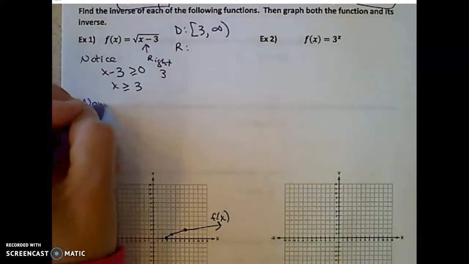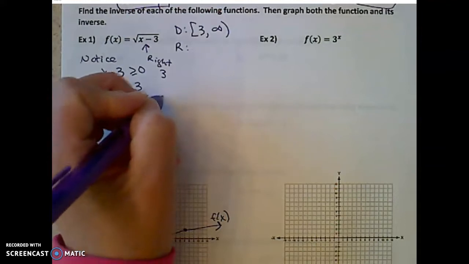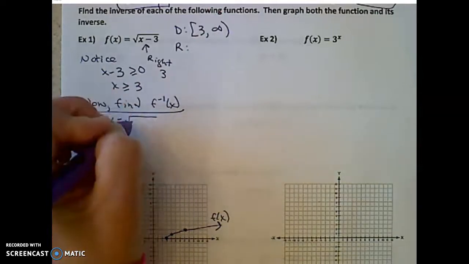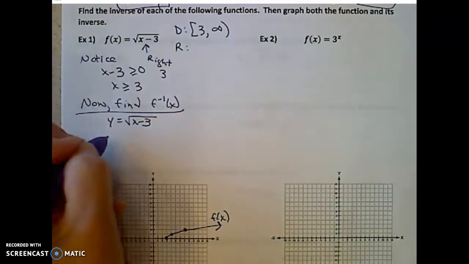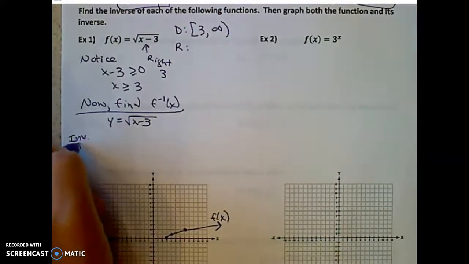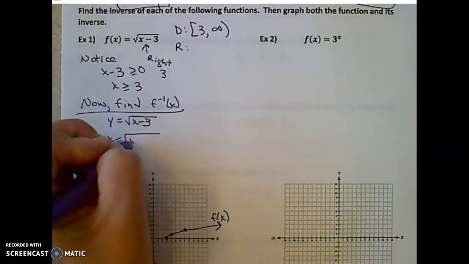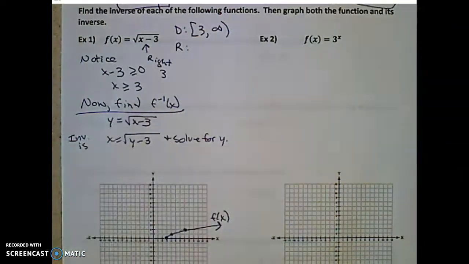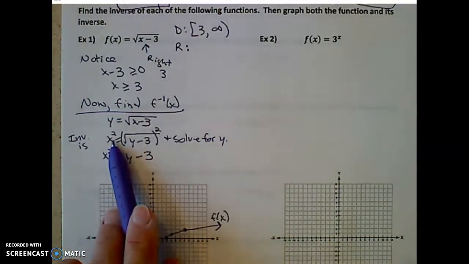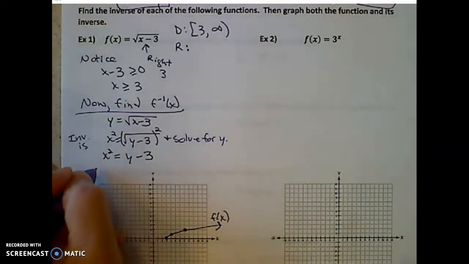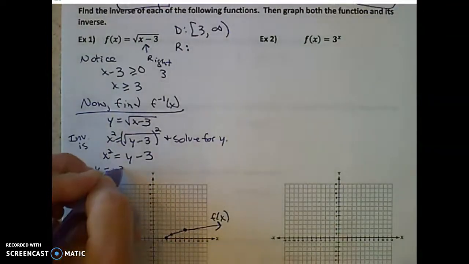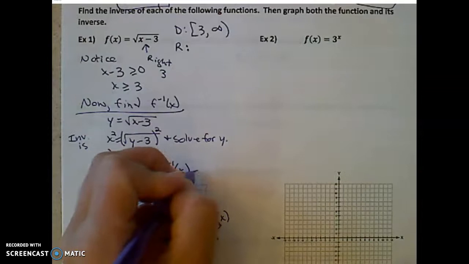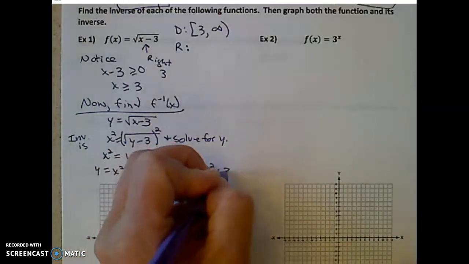Okay, so now we're going to find f inverse of x. Remember, I rewrite that function up above as y is equal to the square root of x minus 3. I switch the x and the y so that the inverse is x equals the square root of y minus 3. And I'm going to ask you to solve for y. I'm going to square both sides to undo that root. I'm left with x squared equals y minus 3, and add 3 to both sides. y equals x squared plus 3. Write that in inverse notation. f inverse of x is x squared plus 3.